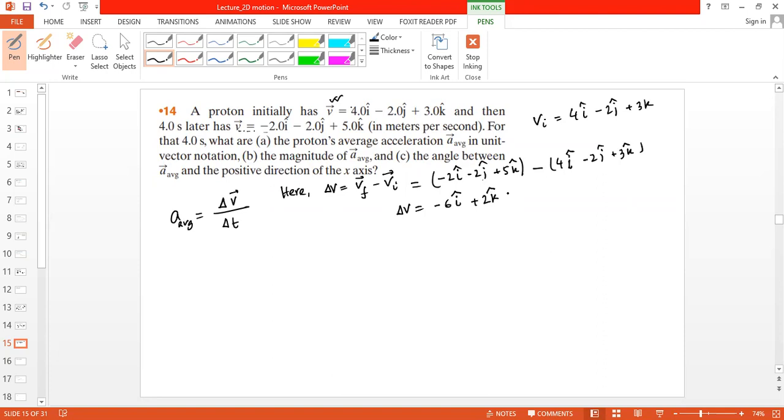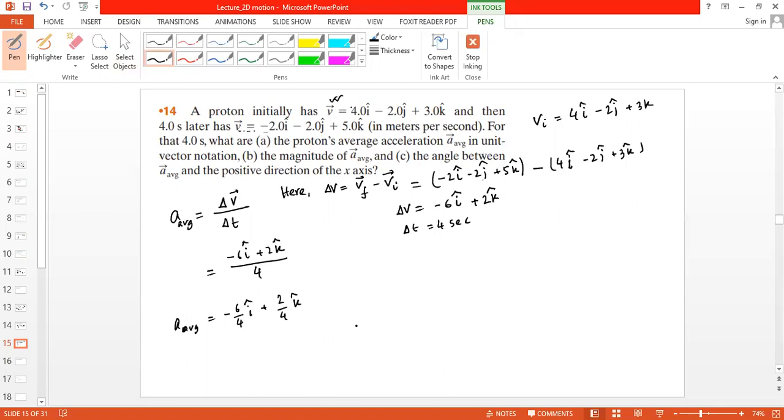Can't you do the subtraction? Is it easy or difficult? What do you think? We know subtraction of vector values, right? Okay, yes, you can do it, I know. And our delta t is what? Delta t is equal to 4. So just simply replace this value here, minus 6i plus 2k divided by 4. So average acceleration is basically equal to minus 6 by 4 i plus 2 by 4 k. I have to put the cap sign here.